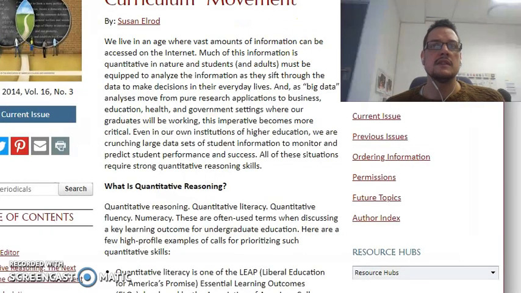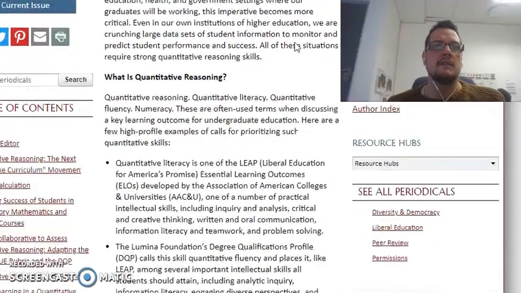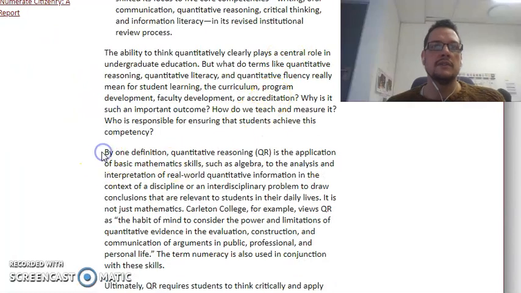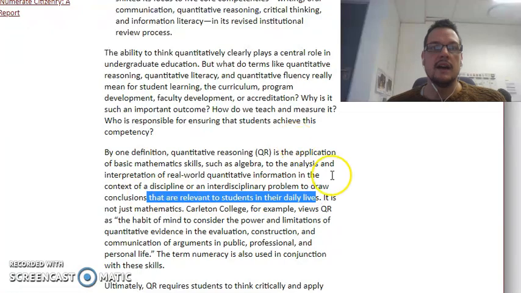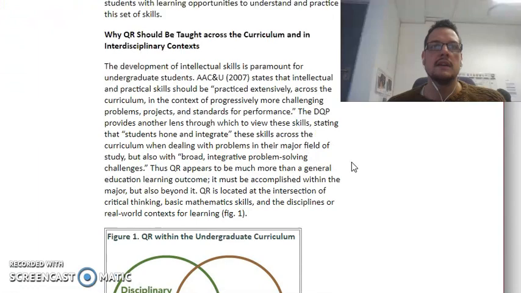If you're not sure what quantitative reasoning is, you're welcome to go and browse the internet and find further information about what it is. Here's one definition of quantitative reasoning: the application of basic mathematics skills such as algebra or statistics to the analysis and the interpretation of real-world quantitative information in the context of a discipline that's relevant to the students in their daily lives. So it's not just mathematics, it's how you use it in your argument.